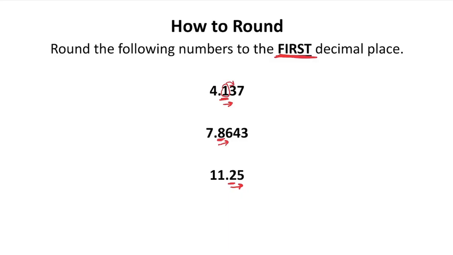It's a 3. If it is less than 5, this number stays the same. So this rounds to 4.1. If I'm looking here and that number is 5 or bigger, I take this number and I add 1 to it. So this rounds to 7.9. If it's a 5, you still round up. So it goes to 11.3. I add 1 to it. Okay?